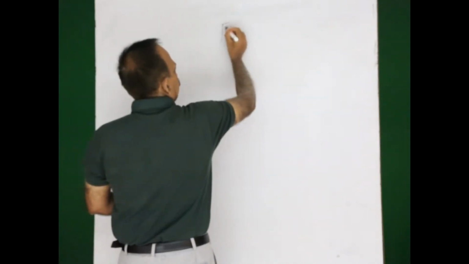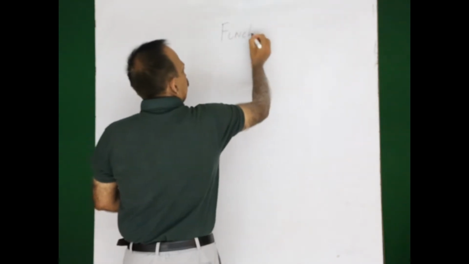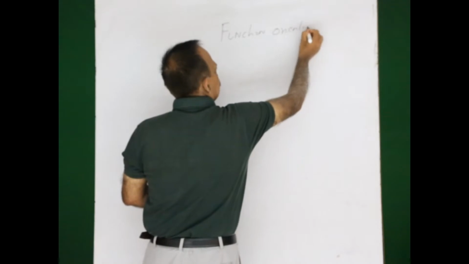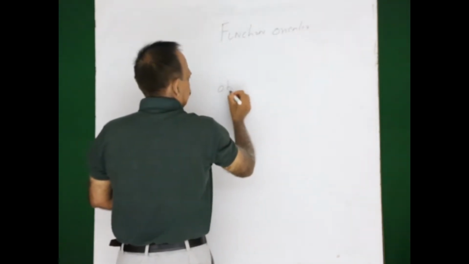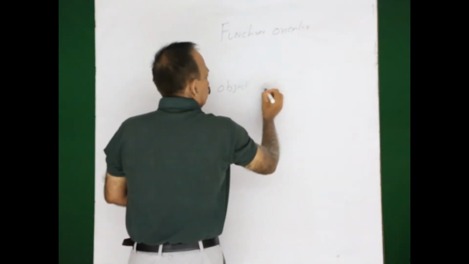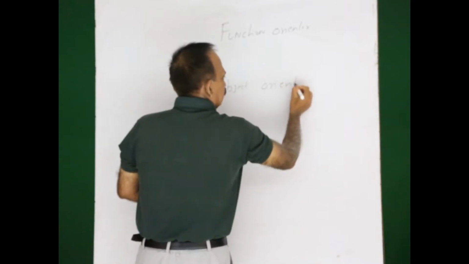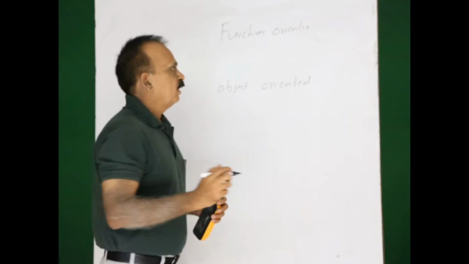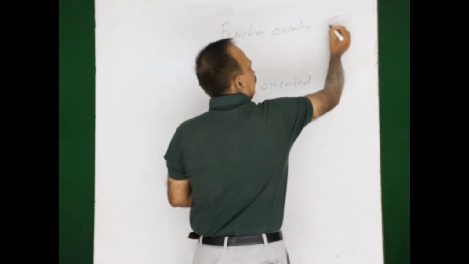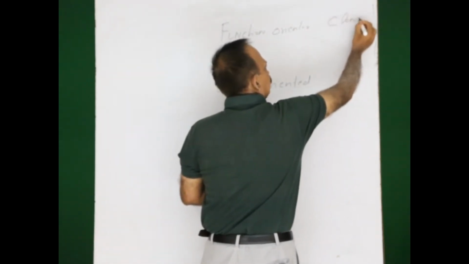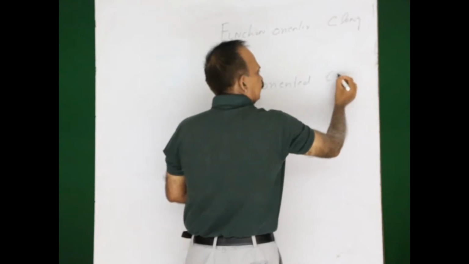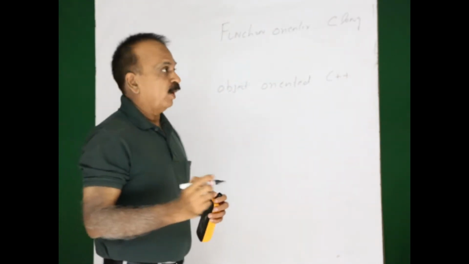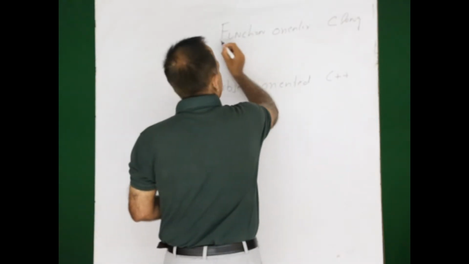There are two basic programming paradigms. One is function-oriented, and the other one is object-oriented. We will try to find out the difference between the two. Now, basically, C language is a function-oriented language, and C++ is an object-oriented language. Now, what is function-oriented language?